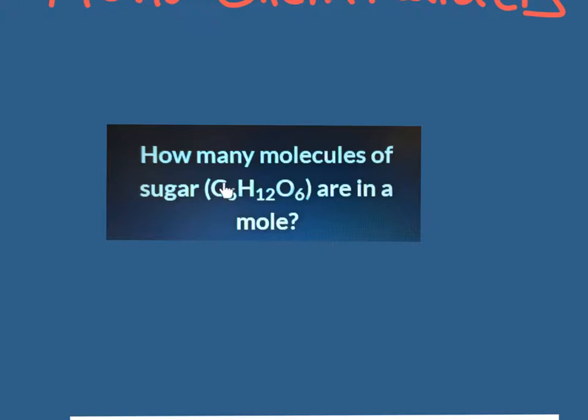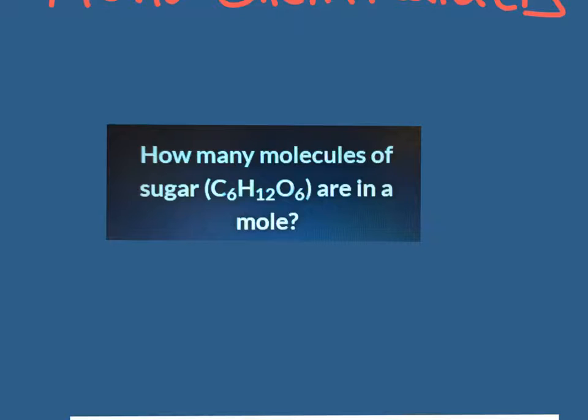And they give us the formula of sugar right here, and I can tell that this particle right here is itself a molecule. I know that it's not an atom because I see three different types of atoms here. I see carbon atoms, hydrogen atoms, and oxygen atoms. So they're asking me how many molecules are in a mole of this particular molecule.